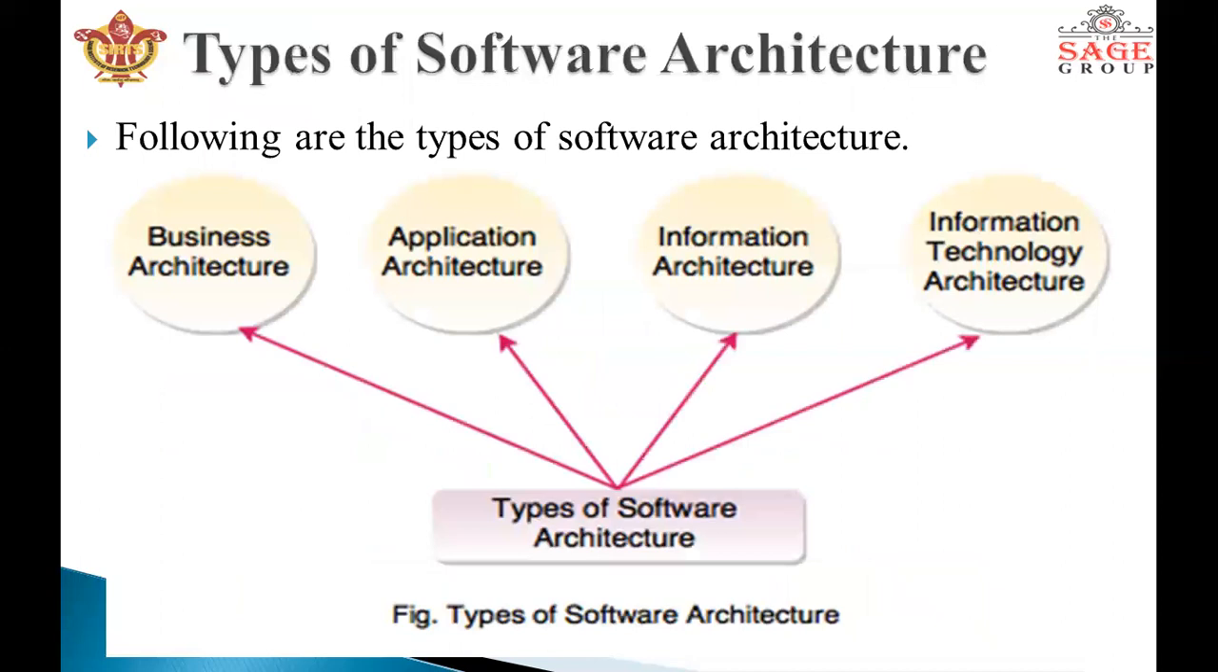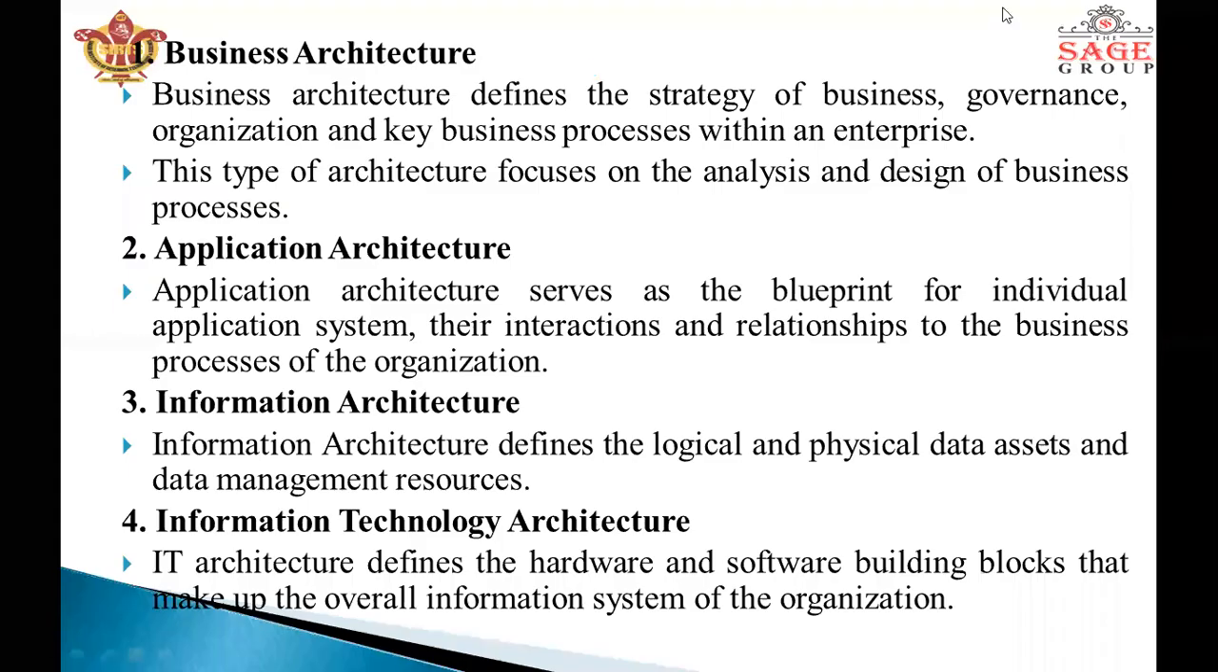And how many types of software architecture are there? Here you can see the diagram: business architecture, application architecture, information technology architecture. So these are the types of software architecture, right? And so what is a business architecture, right?